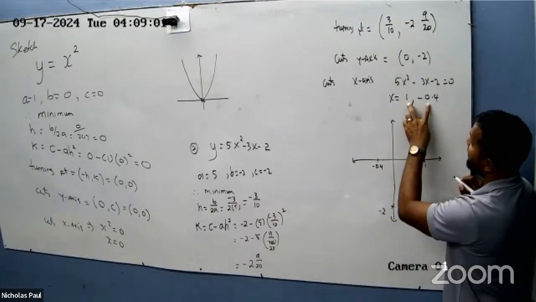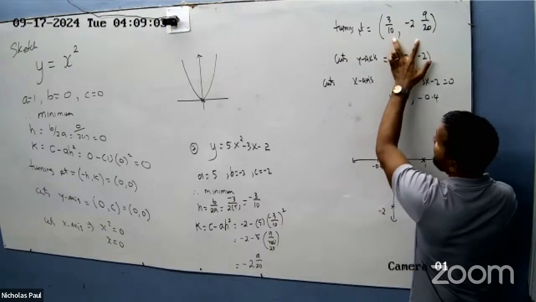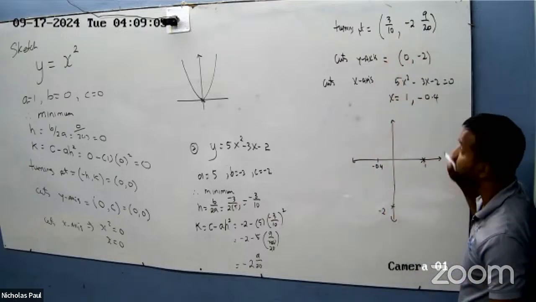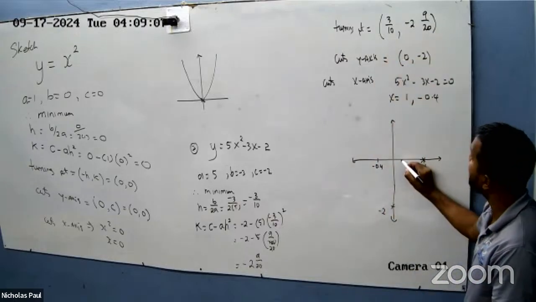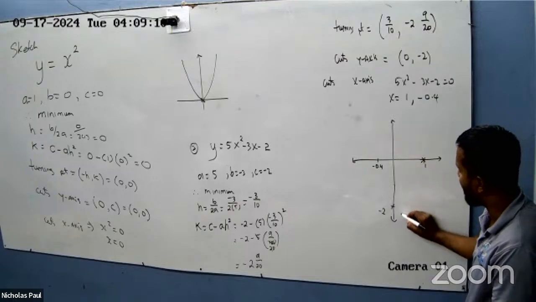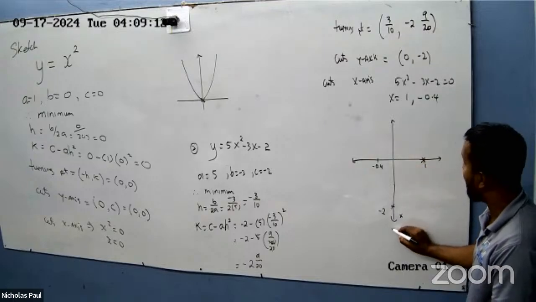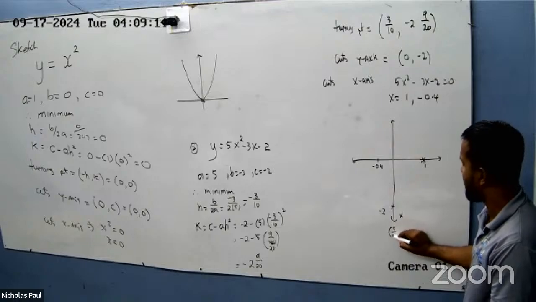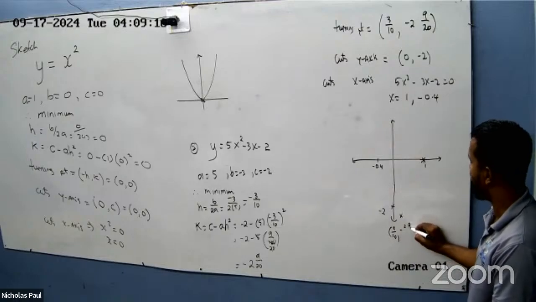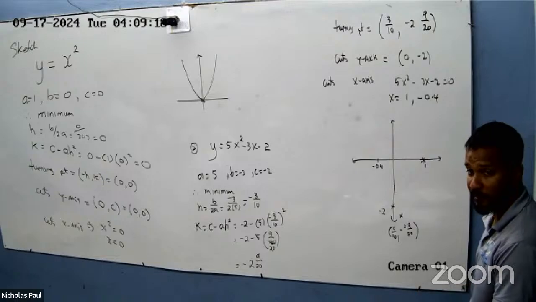So my last thing is the turning point. 3 on 10, somewhere here. Minus 2 on 9/10, somewhere here. So that point is 3 on 10, minus 2 and 9/20.